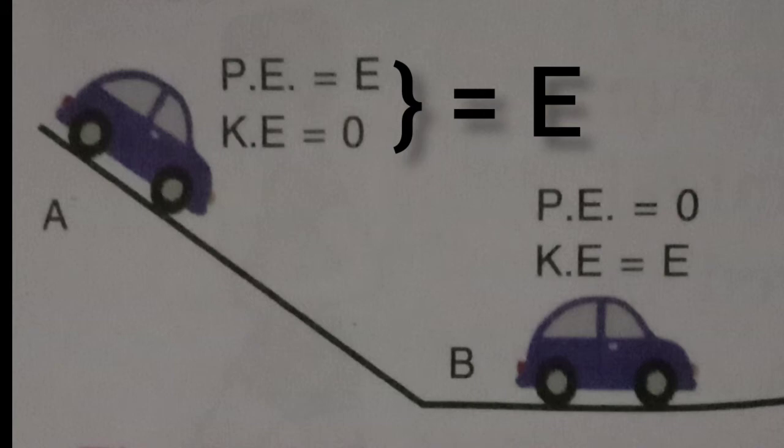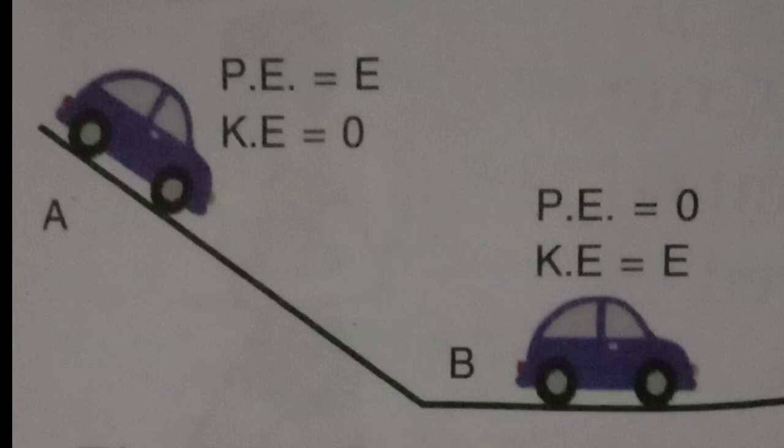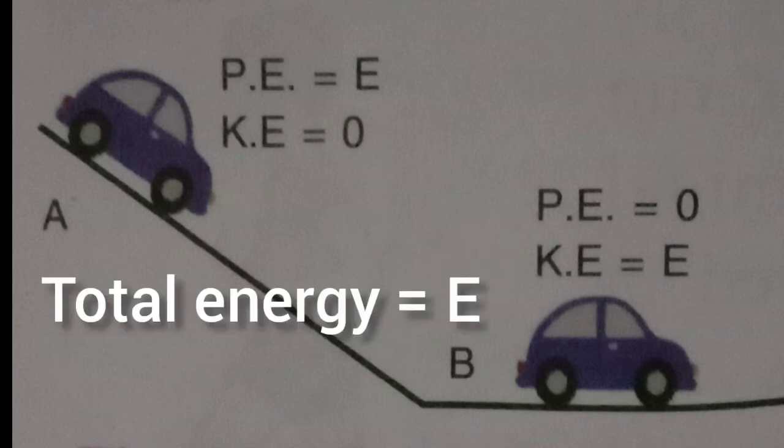Now when it rolls down to point B, all the potential energy is converted into kinetic energy, or potential energy becomes 0. This energy is converted totally into kinetic energy E. So at each point, point A and point B, if you see the total energy, at each point the amount of energy becomes E.